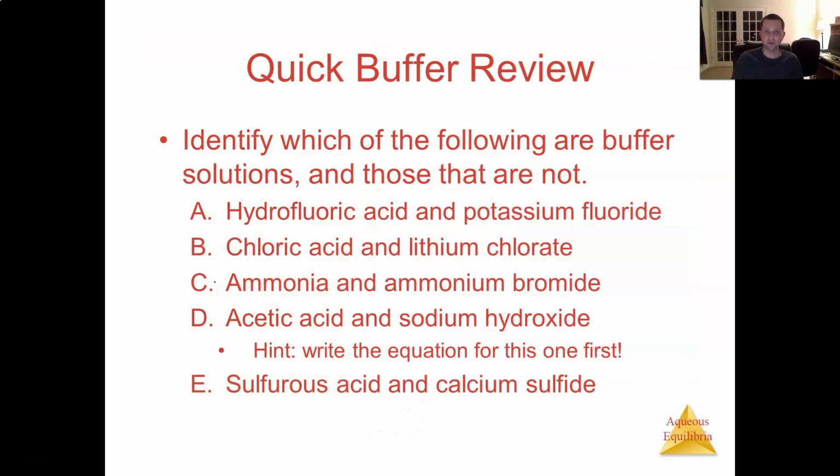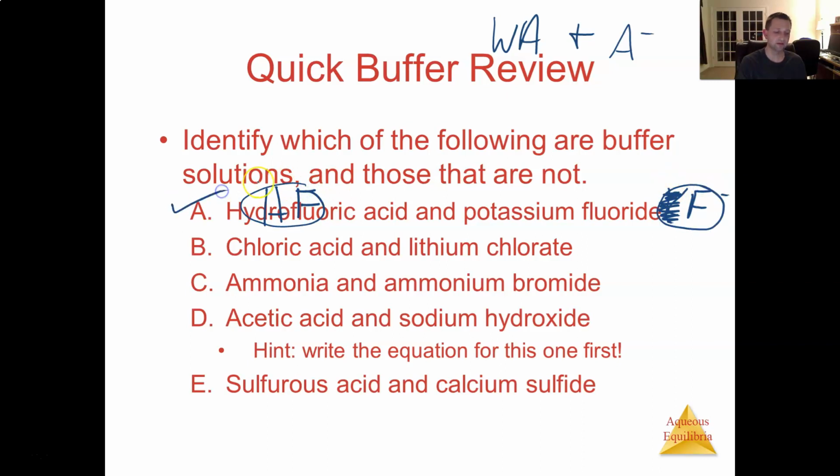Okay, quick little review here on what makes up a buffer. You could go through these as well and see if these are buffer solutions or not. So one of the really key important things here is to identify if you have a buffer or not, and then you could take it from there. So again, you're looking for a weak acid and its conjugate base, which is going to be the negative anion. So let's take a look at letter A. You have hydrofluoric acid. That's HF. Is that a weak acid? Absolutely. So we're 1 for 1. And potassium fluoride is KF. Extremely soluble, right? So it's going to dissociate into K+, which we're not really worried about here, and F-. So this is definitely a buffer solution. You have your weak acid, HF, conjugate base, F-. So letter A is a buffer.